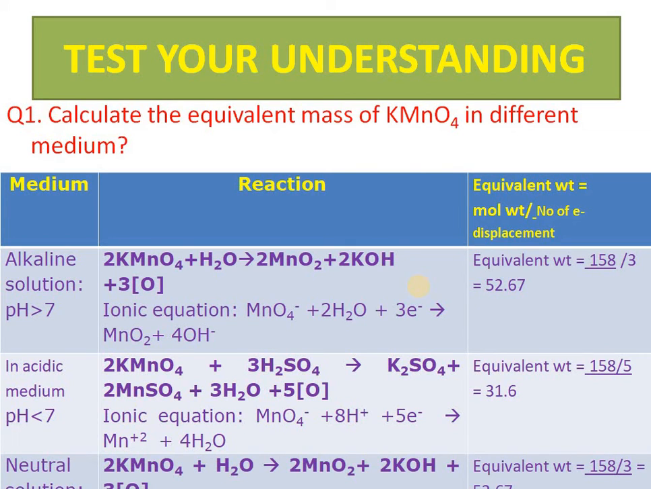Calculate the equivalent mass of KMnO4 in different media. The general formula you should be aware of is that equivalent mass is equal to molecular weight divided by valency. In any equation, you can see the change in oxidation number. Here +7 was there and it changes into +4. It means the change in oxidation number is 3. So equivalent weight is equal to the molecular weight of KMnO4 divided by the change in oxidation number. Similarly here, KMnO4 is +7 and it goes to +2. So there is a change of 5, so divided by 5. Similarly here also it is the same. Alkaline and neutral medium are the same, so divided by 3.